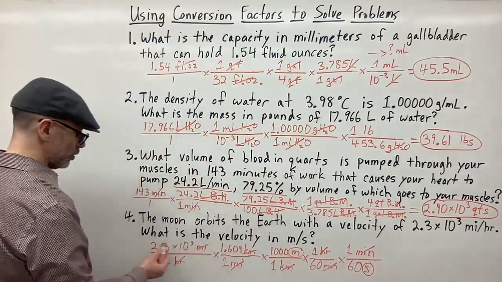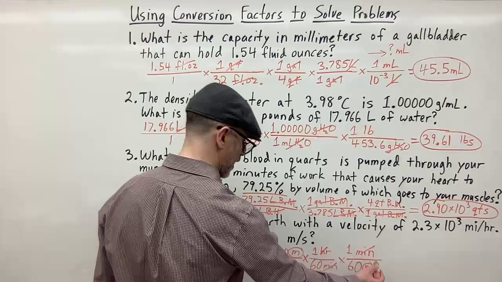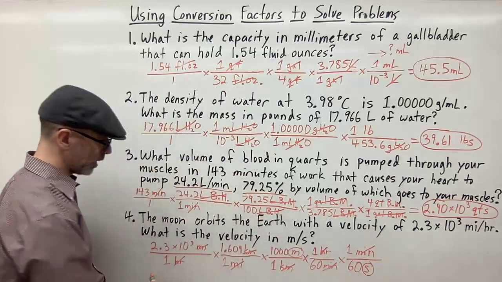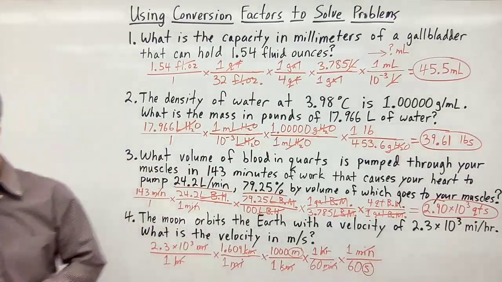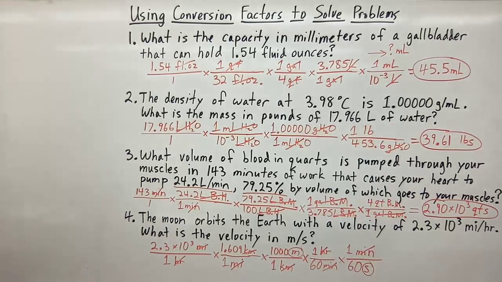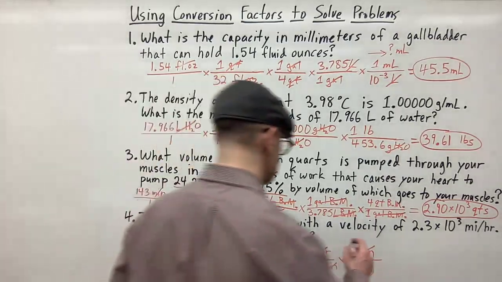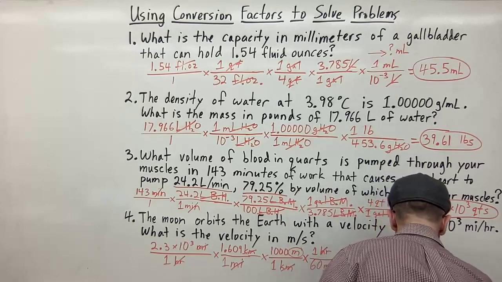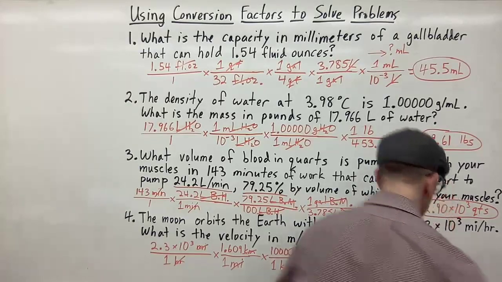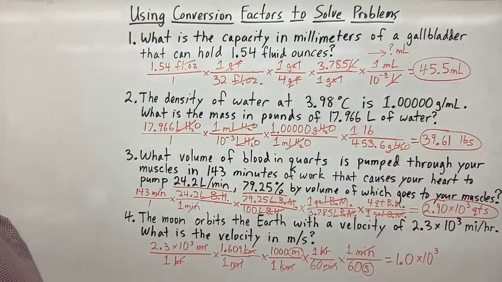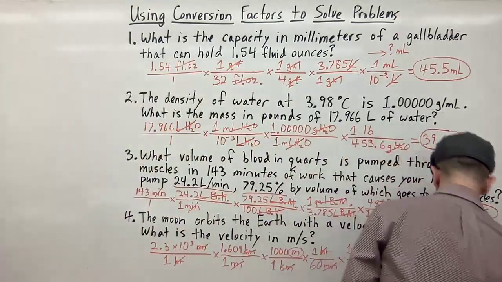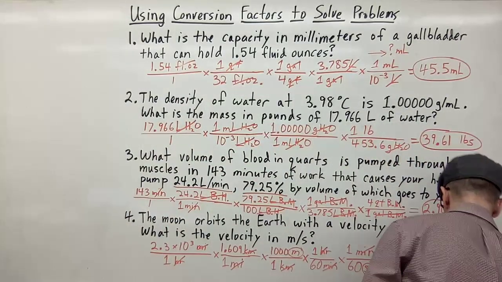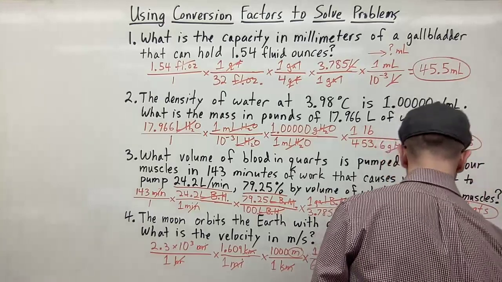So now all I need to do is multiply by everything on the top, divide by everything on the bottom, and I get my answer. And when I do that, I get 1.0 times 10 to the third. Let me double check my answer. Yes, meters per second. This is my final answer.